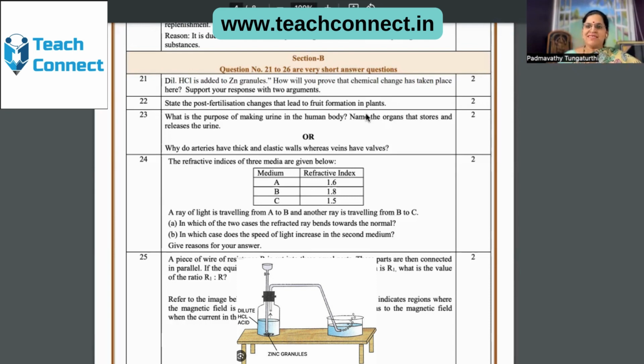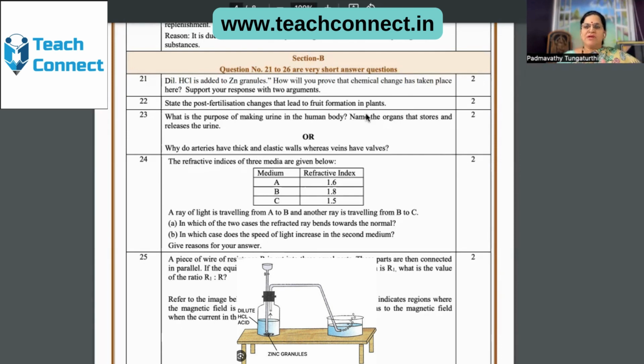The chemical reaction will take place because dilute HCl and zinc granules have come into contact. That's how proof has to be given that a reaction has taken place. If the student is not able to provide the proof, that is the visible evidence, then the child may not score marks for this. And how many arguments are supposed to be given? 2 arguments are supposed to be given.